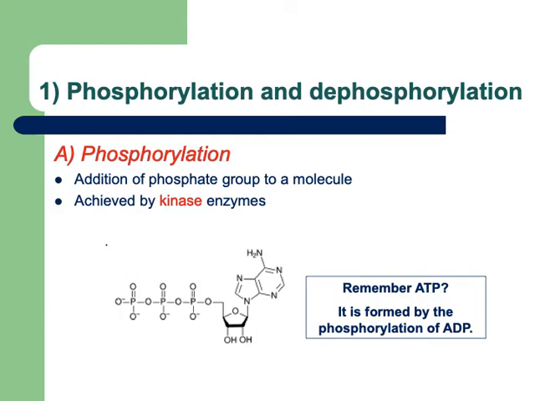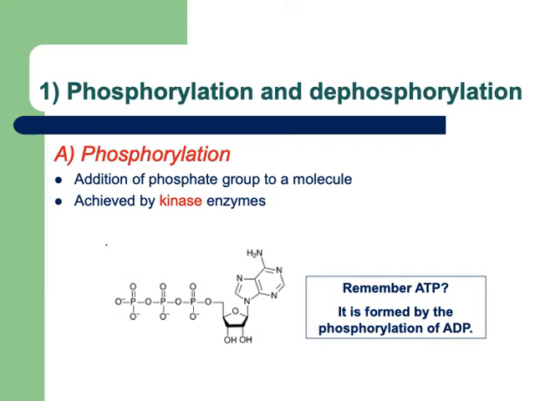One of the main reactions in the body that uses phosphorylation is the creation of adenosine triphosphate, or ATP. It is formed when we add a phosphate group to ADP. Adenosine diphosphate has 2 phosphates. When we add another phosphate, we get adenosine triphosphate, meaning we have 3 phosphate groups.